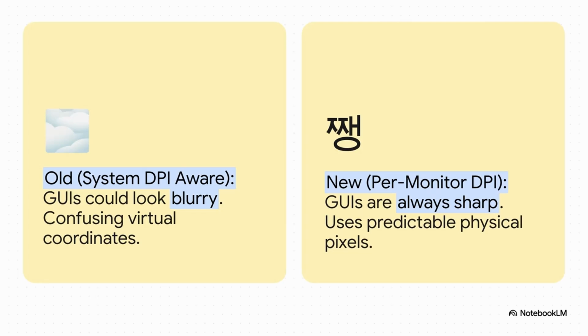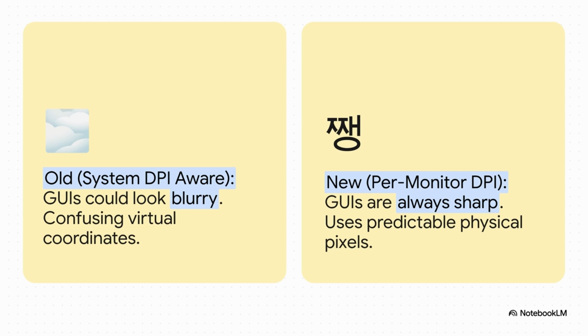This is one of the biggest upgrades, seriously. Before, scripts were system DPI aware, which often meant you'd get blurry text if you dragged a window from a 1080p monitor over to a 4K one. The new default is per-monitor DPI aware, so in simple terms, your GUIs are now smart. They know the resolution of whatever monitor they're on, and they automatically scale themselves to look perfectly crisp and sharp.